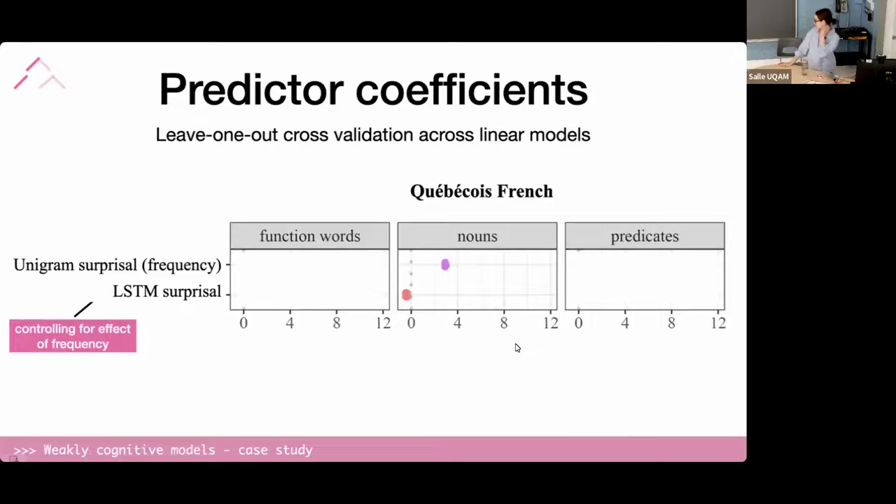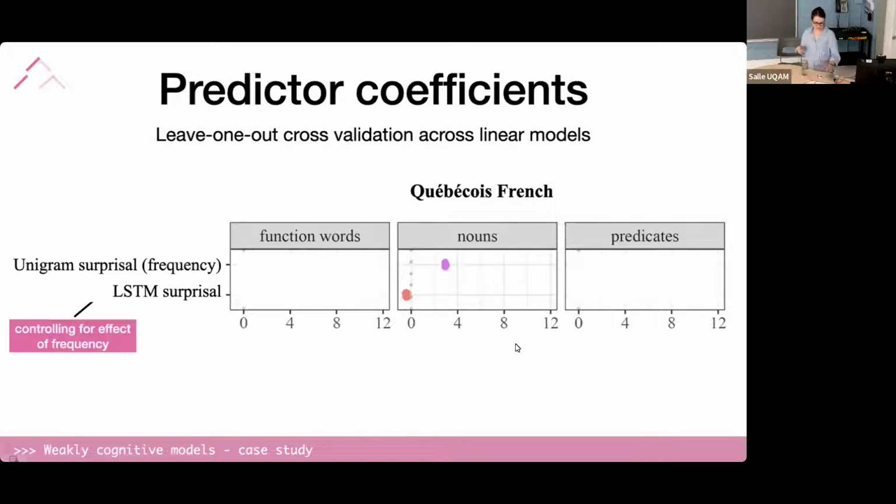Let's consider what happens for nouns. So for nouns, as we'd expect for frequency, more frequent nouns are learned earlier. Okay, we have that positive coefficient. But when it comes to our language model surprisal, we're right on the 0 line here, meaning that for nouns, considering more context doesn't really seem to matter.